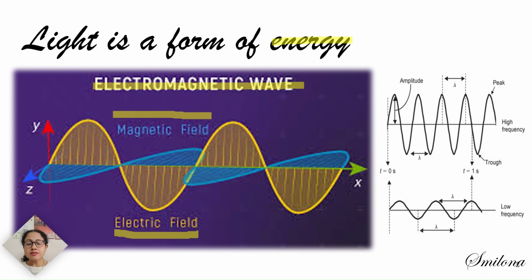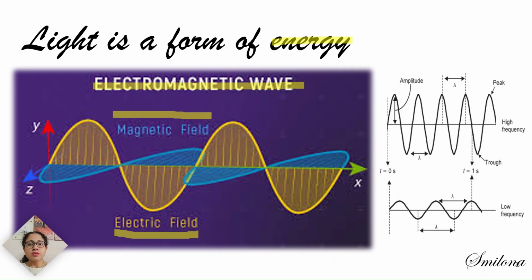What do I mean by that? When you hear the word field, it is planar. The electric field is planar, and similarly the magnetic field is also planar. These two planes are perpendicular to each other. That is the first feature of an electromagnetic wave. The second feature is that these fields are oscillating. Now, what do I mean by oscillating fields?